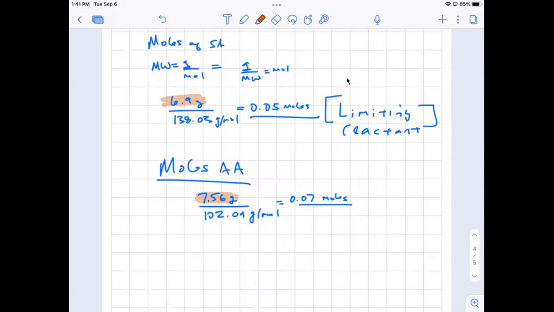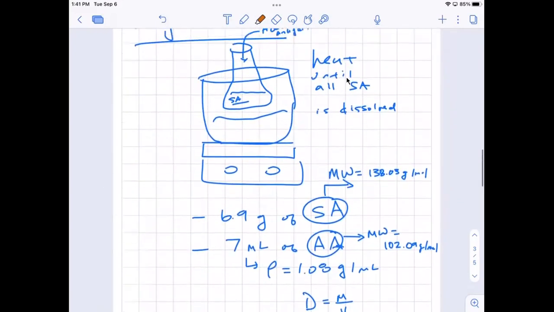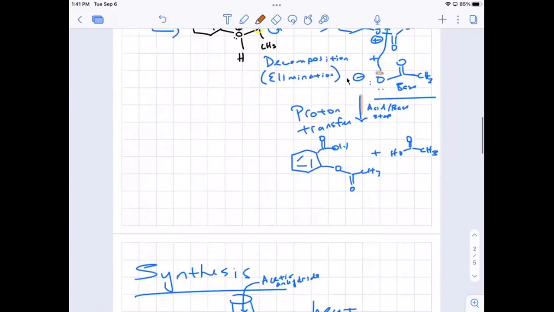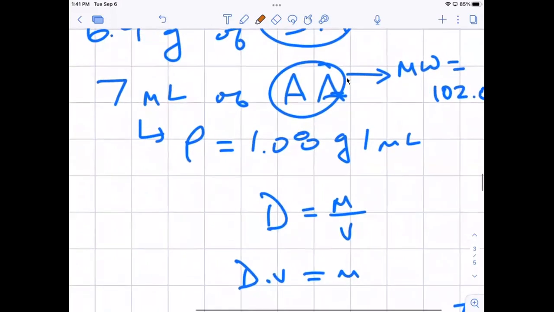And I have a question. Go ahead. The densities for them, did we say that already? So yeah, salicylic acid is a solid, so it doesn't have a density, but acetic anhydride, someone looked it up, and the density they gave was 1.08 grams per milliliter. Thank you.